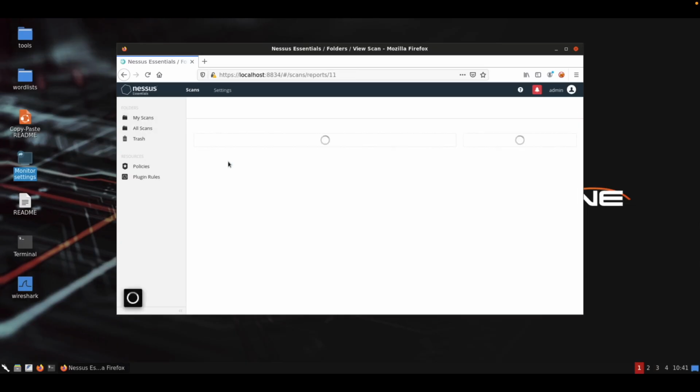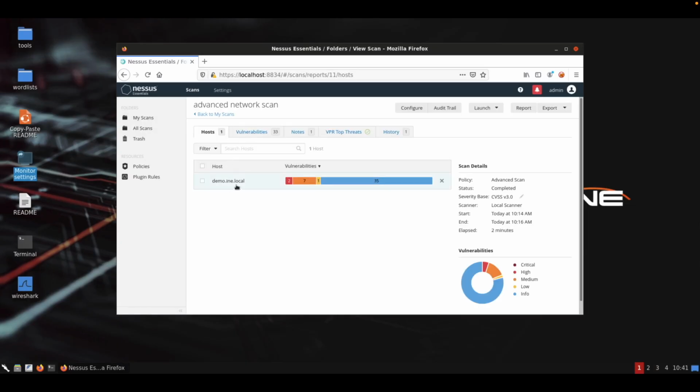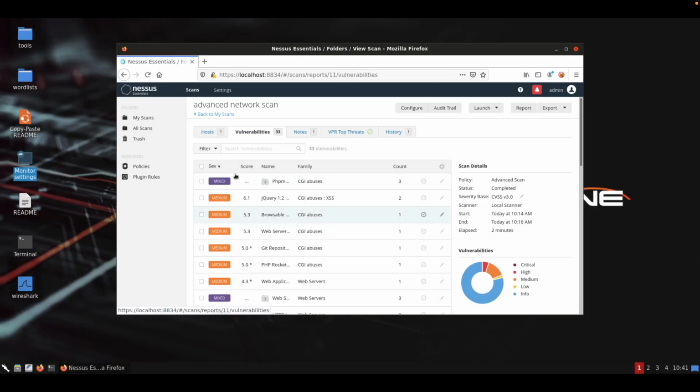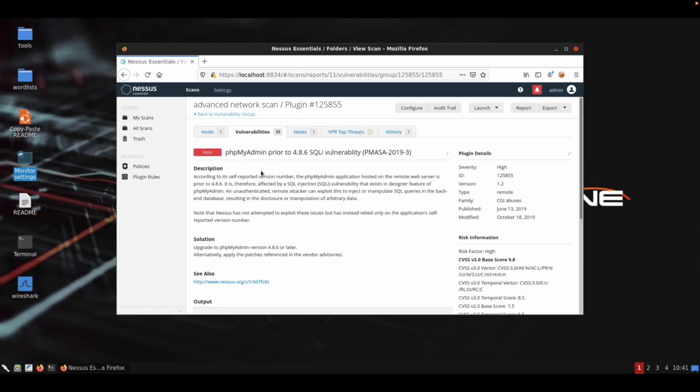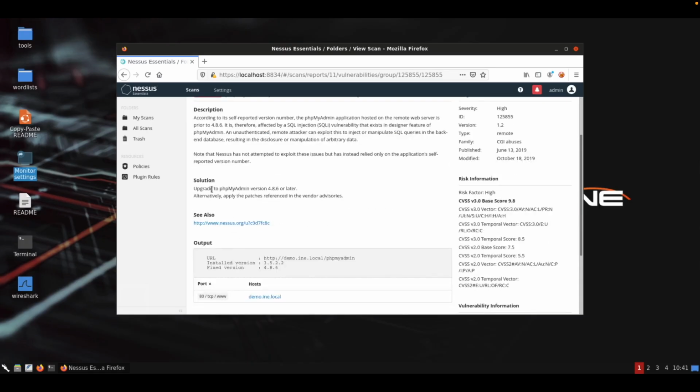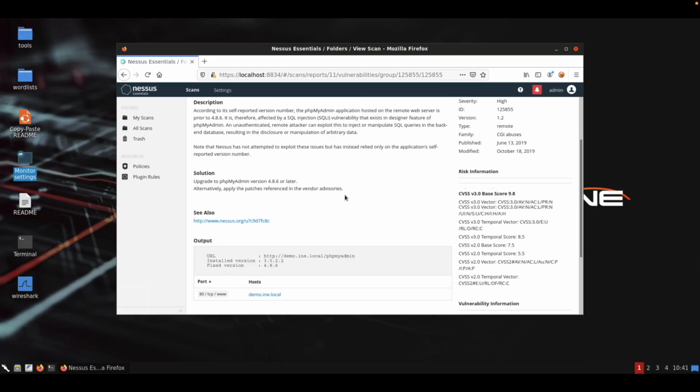In our advanced network scan, we scanned demo.ini.local with a web app scan. And in here, we've got this CGI abuses and a phpMyAdmin prior to 4.8 SQLi vulnerability. So there's a SQL injection vulnerability due to the fact that this is an old version prior to 4.8.6. And the solution is fairly straightforward here. Upgrade to 4.8.6 or later, or apply patches referenced in the vendor advisories.